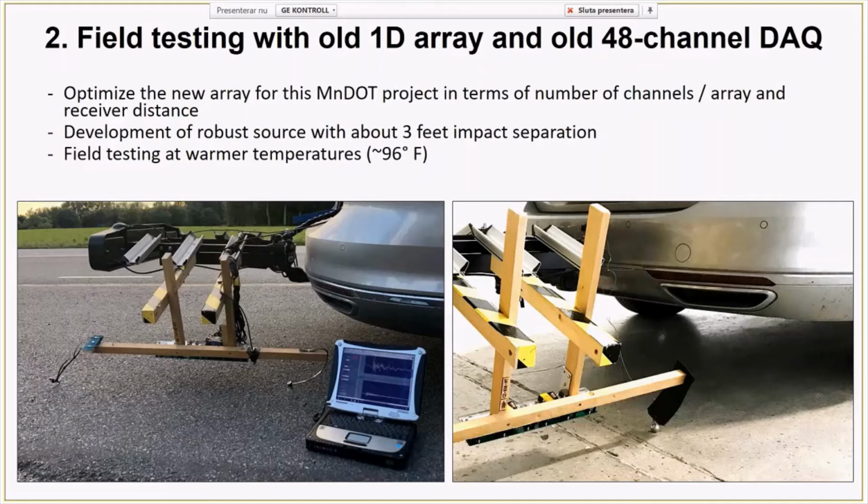So we're using this old array, a 48 channel, which Choon showed before, which is a lot of channels. So we're using that just to come up with a final design, which may be 16 or 24 channels, and also the optimum spacing between the MEMS microphones, and also the distance between the source and the array. So we have this kind of simple wood frame behind the car, and we have one source on each side of the array.